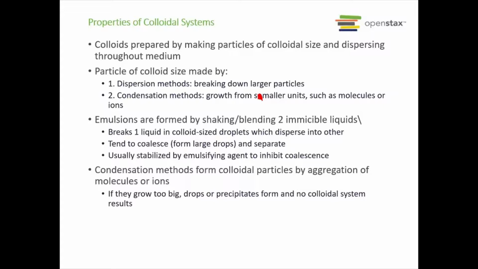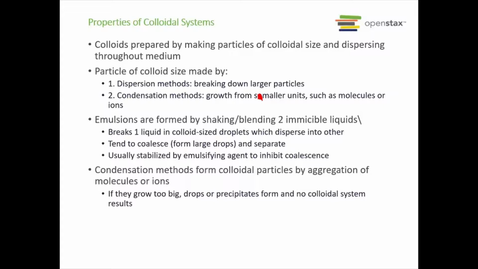We can form emulsions. You may have heard of emulsions if we shake or blend two immiscible liquids. What happens when you do this is you're breaking one of those liquids into colloid-sized droplets, which then disperse into the other liquid. These can coalesce, meaning they form large drops and separate. Like oil and vinegar, you shake it up to make an emulsion, but then eventually you get those big bubbles at the interface and they separate out. You can add an emulsifying agent to keep it from coalescing.